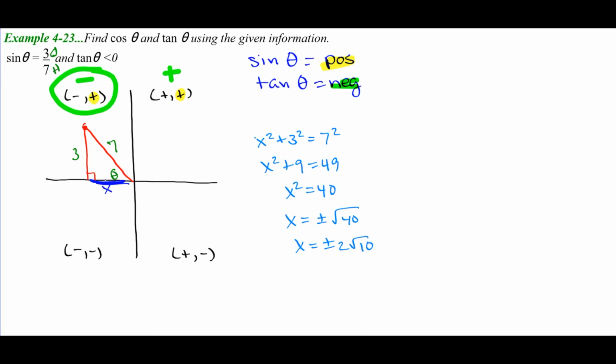So if I'm over here in quadrant 2, I'm finding my x-coordinate, I know that's negative, so this is negative 2 radical 10. Then I can go back and I can find what I was asked for. So I was asked to find the cosine value. So cosine of theta is, remember, adjacent over hypotenuse, so negative 2 radical 10 over 7. And then also we were trying to find the tangent of theta. So tangent theta is going to be opposite over adjacent, so 3 over negative 2 radical 10. Again, don't worry about rationalizing here.